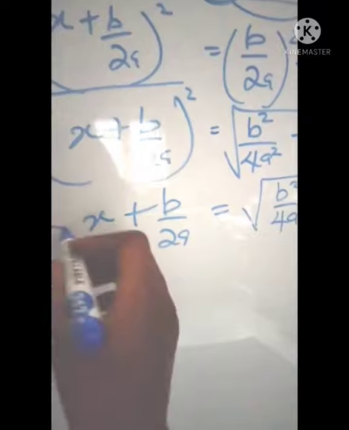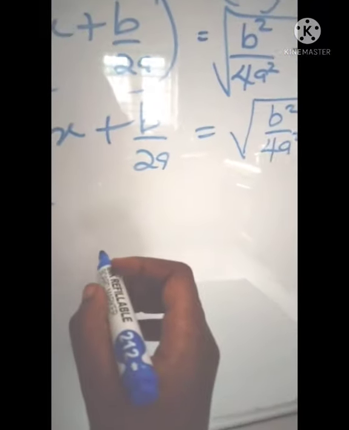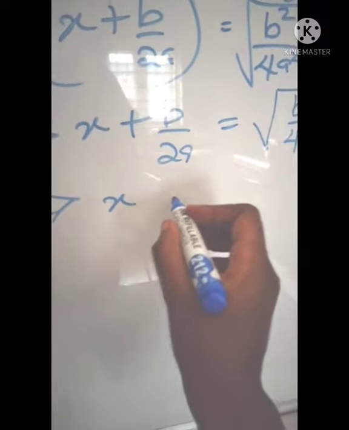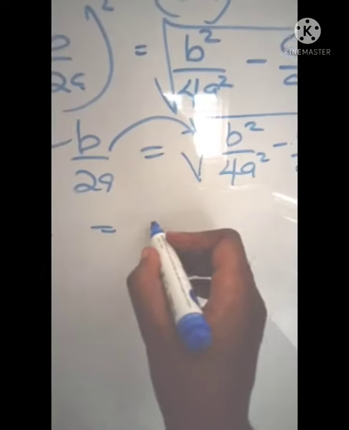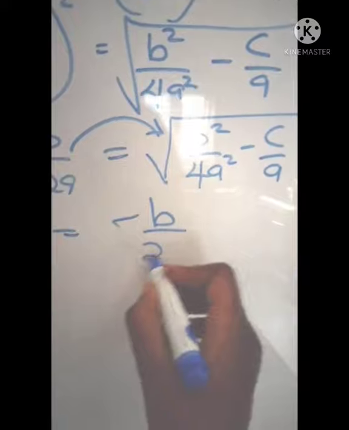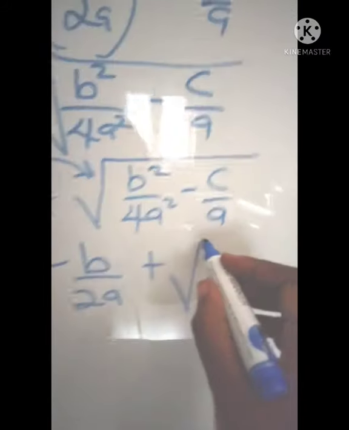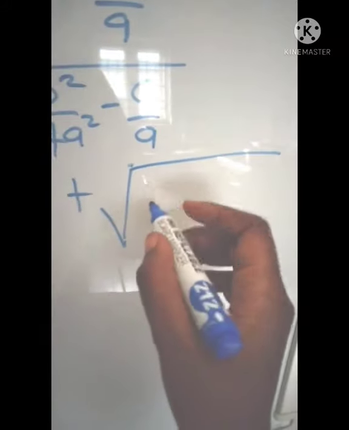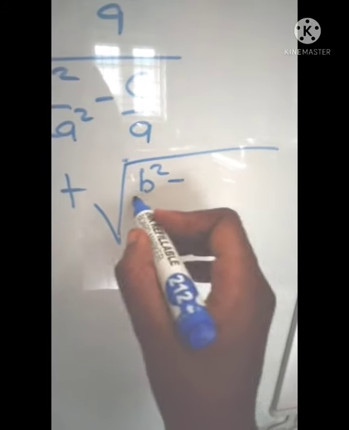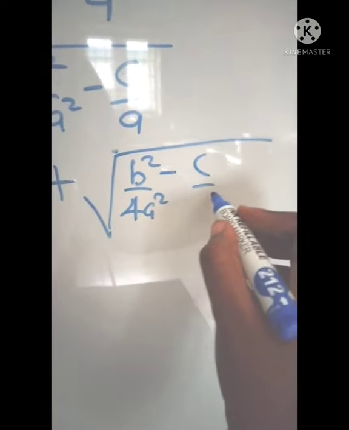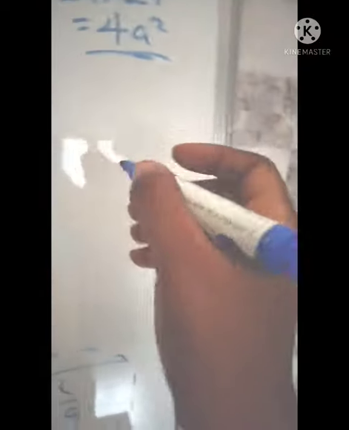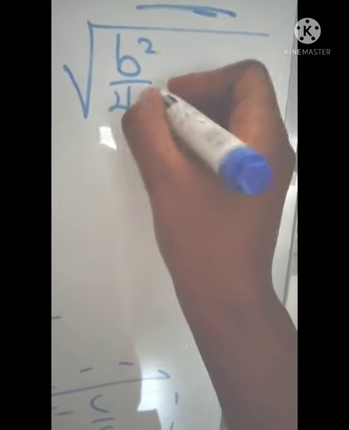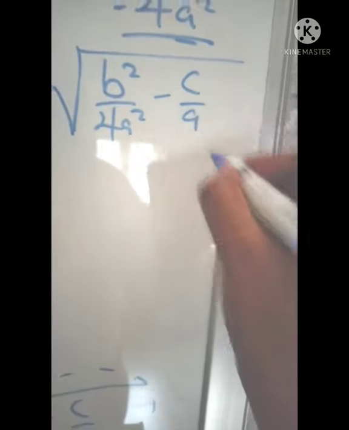So what will our x be? Our x will be x equal to, this has to move to this side, so it will give us minus b all over 2a plus or minus the square root of b squared all over 4a squared minus c all over a. So now let us simplify this expression right here. That is the square root of b squared all over 4a squared minus c all over a.